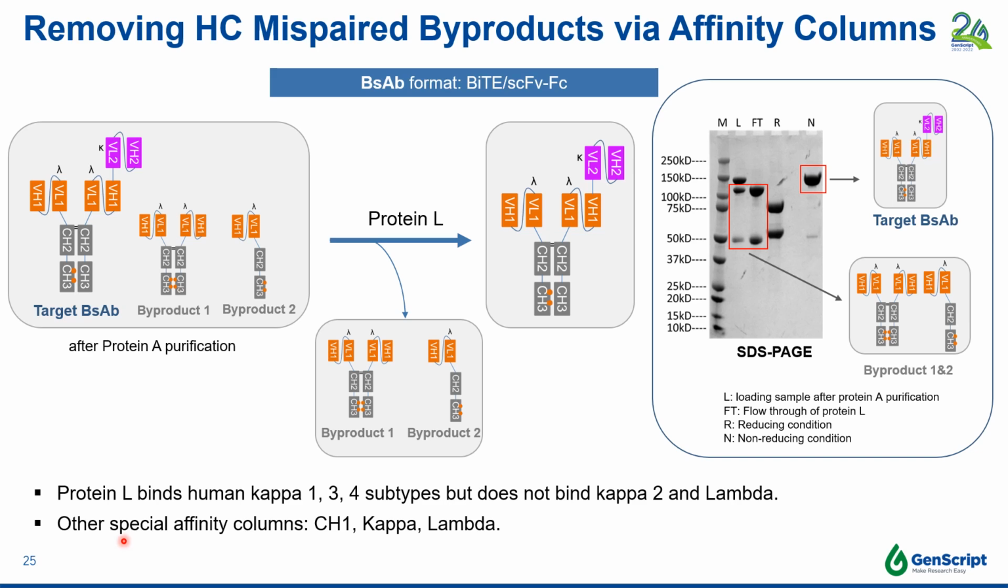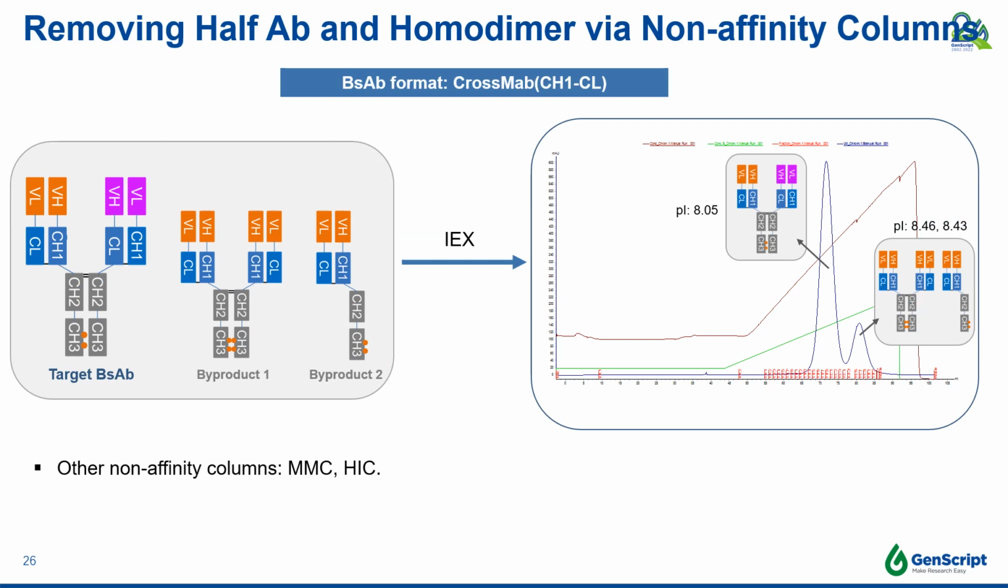And if affinity columns do not work, we'll move on to non-affinity methods. Here comes the case. This is a knob-in-hole and cross-map CH1-CL design. The byproducts are half antibody and homodimer. We use IEX to separate the byproducts. You can see the peaks corresponding to half antibody and homodimer are perfectly separated. But to be honest, it's not always that good. Sometimes we need to try different buffers and columns.